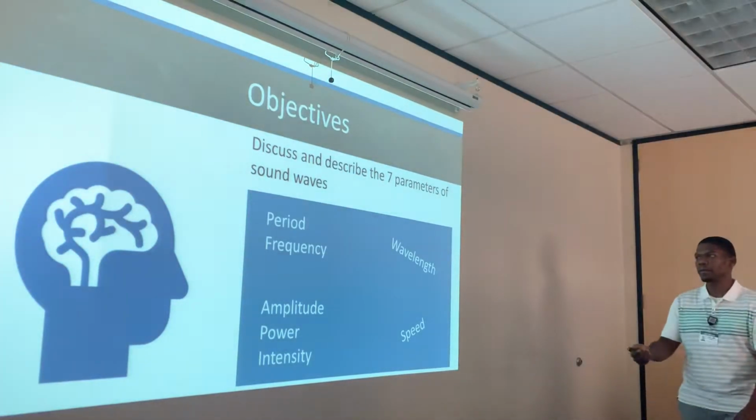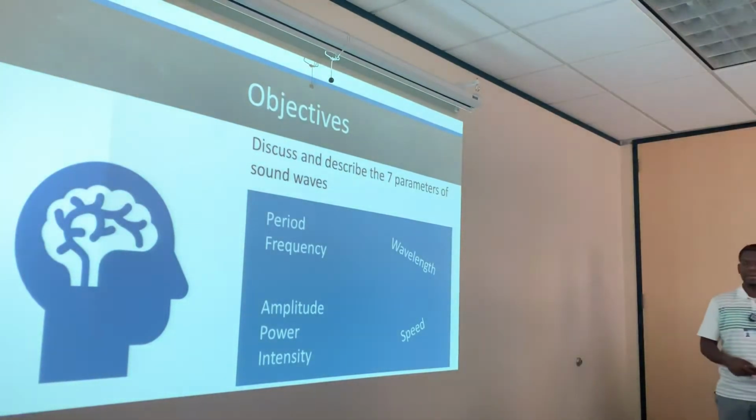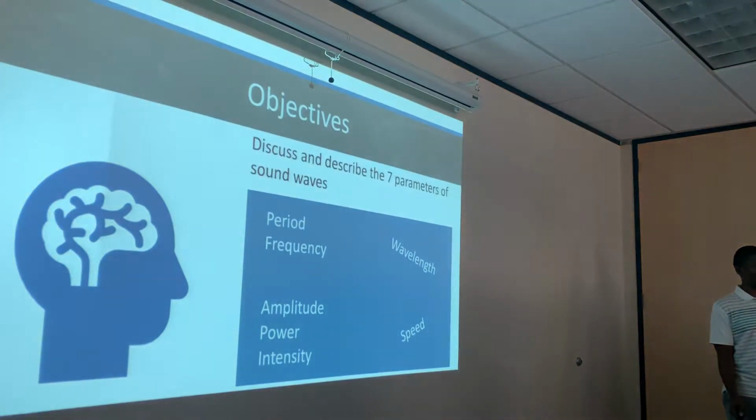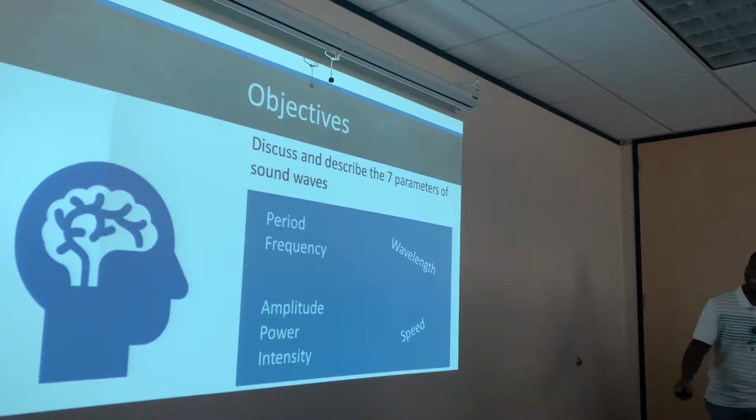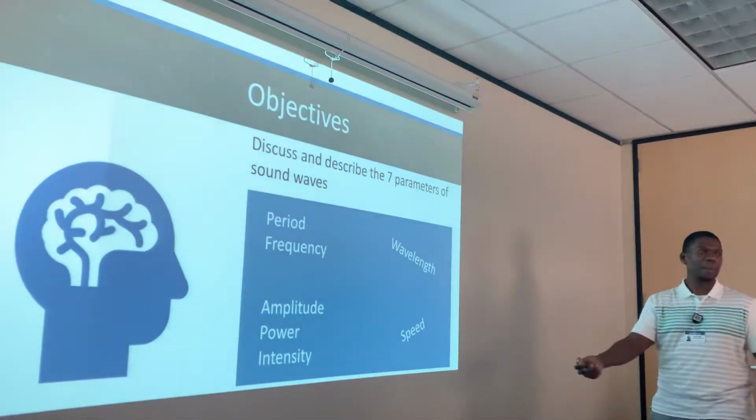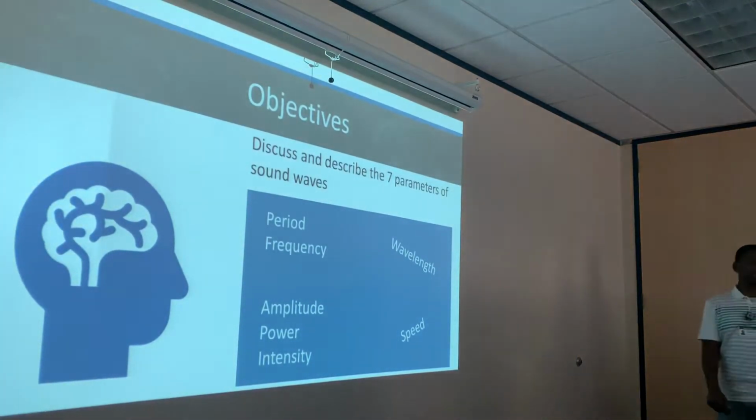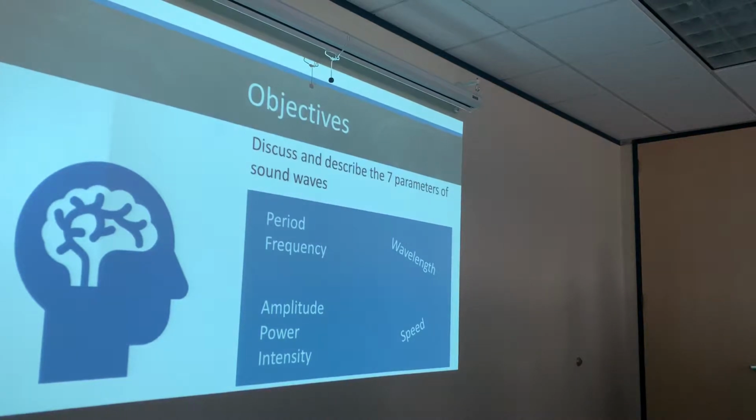Okay? So we have period and frequency. As you already know, what is the relationship between period and frequency? There's only one answer. Okay. Amplitude, power, and intensity are our other 3. These are also known as our bigness parameters. And we have wavelength, and then we have speed, or propagation speed. So those are the 7 acoustic parameters.